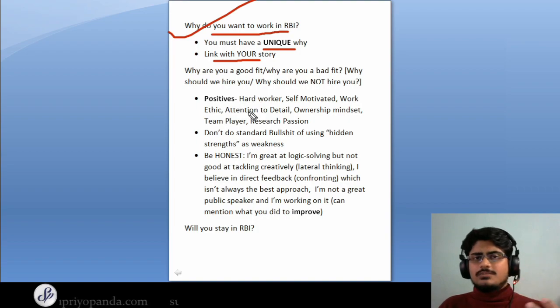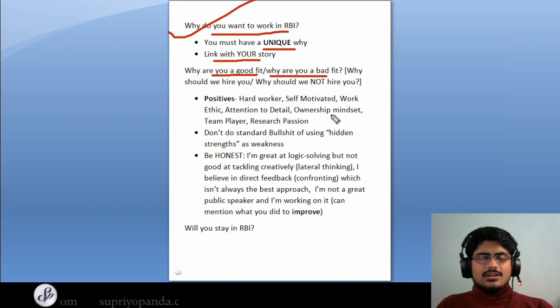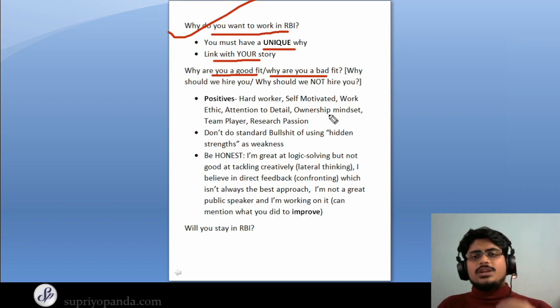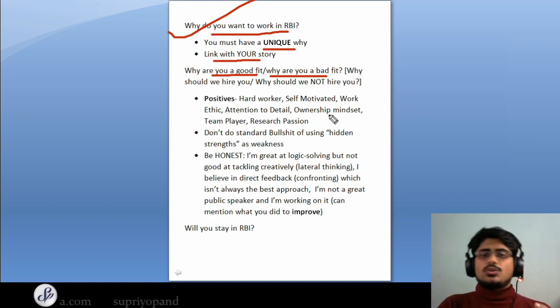This is a very important question, and it gets asked various ways. For example, they might ask you, why are you a good fit, or why are you a bad fit? And they sometimes also ask, why should we hire you and why should we not hire you? They might ask it like this, that give me 3 reasons why RBI should take you. Or they might ask, give me 3 reasons why RBI should not take you.